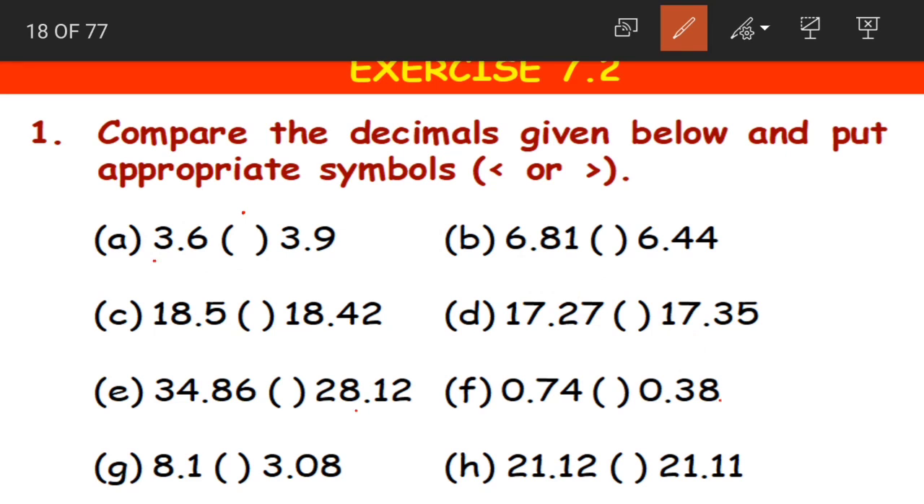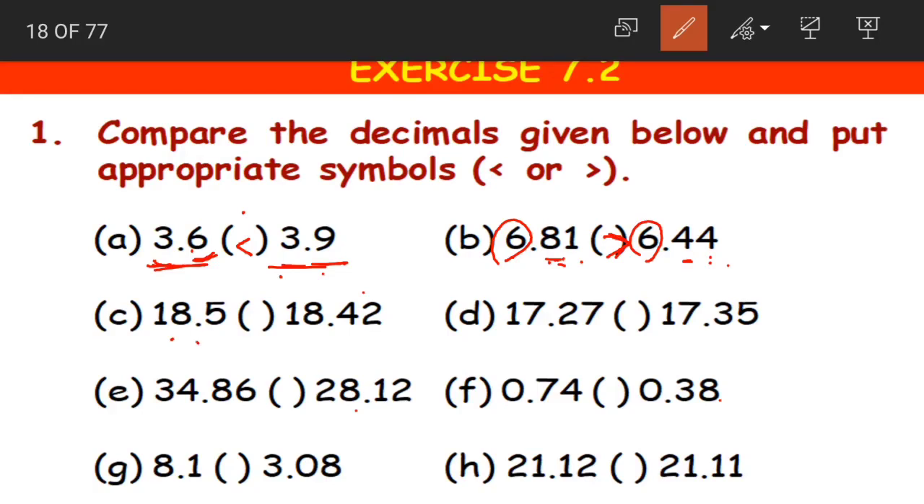If you look at question A, 3.6 and 3.9, both are having 3 as the whole number part. If we compare the decimal parts, 6 is less than 9. So 3.6 is less than 3.9. Next we have 6.81 and 6.44. Again the whole number parts are same, right children? We'll compare the decimal parts. 81 and 44. If we compare this 8 and 4, 8 is greater than 4. So that is why 6.81 is greater than 6.44.